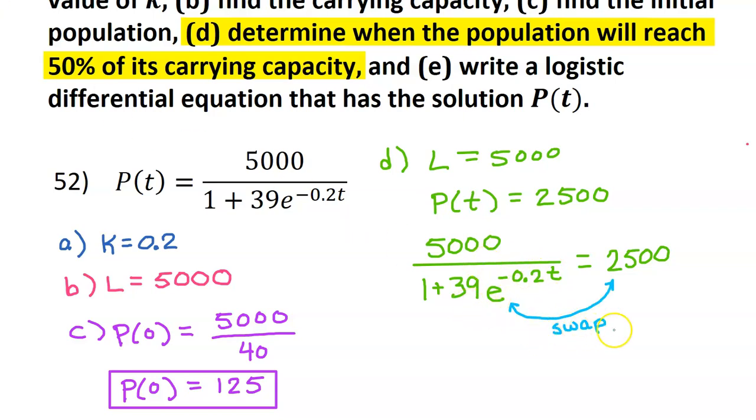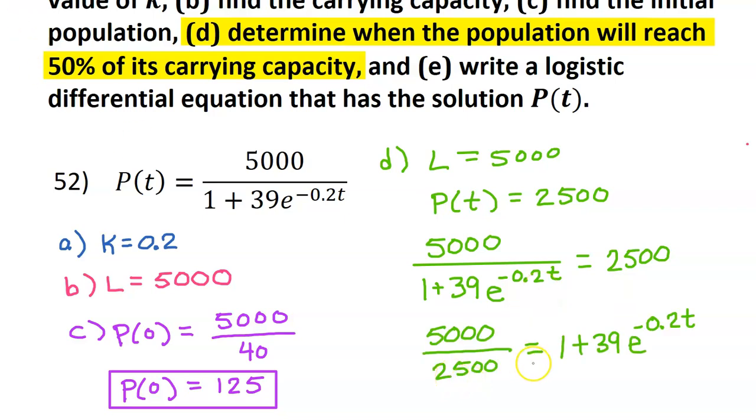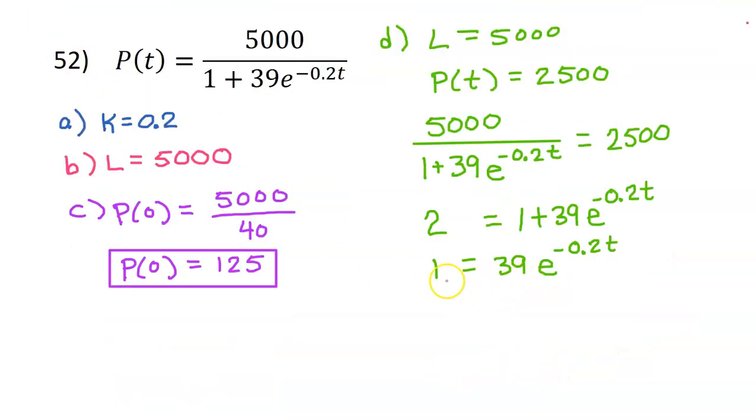Here's a useful algebraic shortcut. When you have a fraction equal to a number, you can swap the denominator with the number out here by itself and still have a valid equation. So let's do that now. Kabam! Of course, 5,000 divided by 2,500 is 2. On the next step, we will subtract 1 from both sides. Then we can divide both sides by 39.